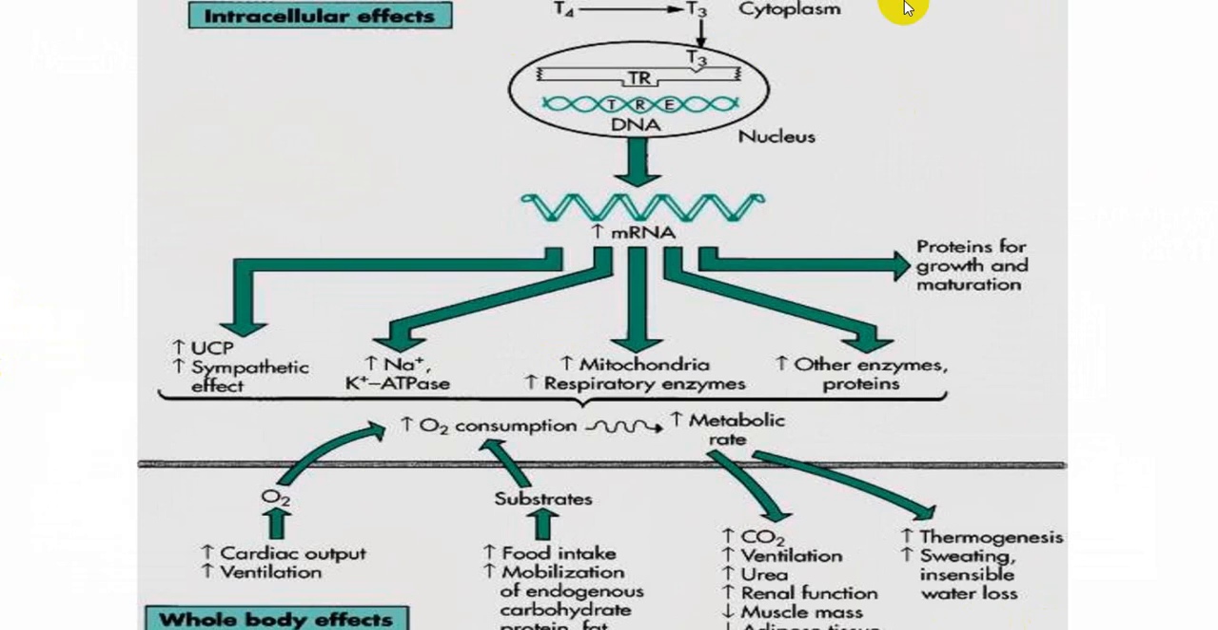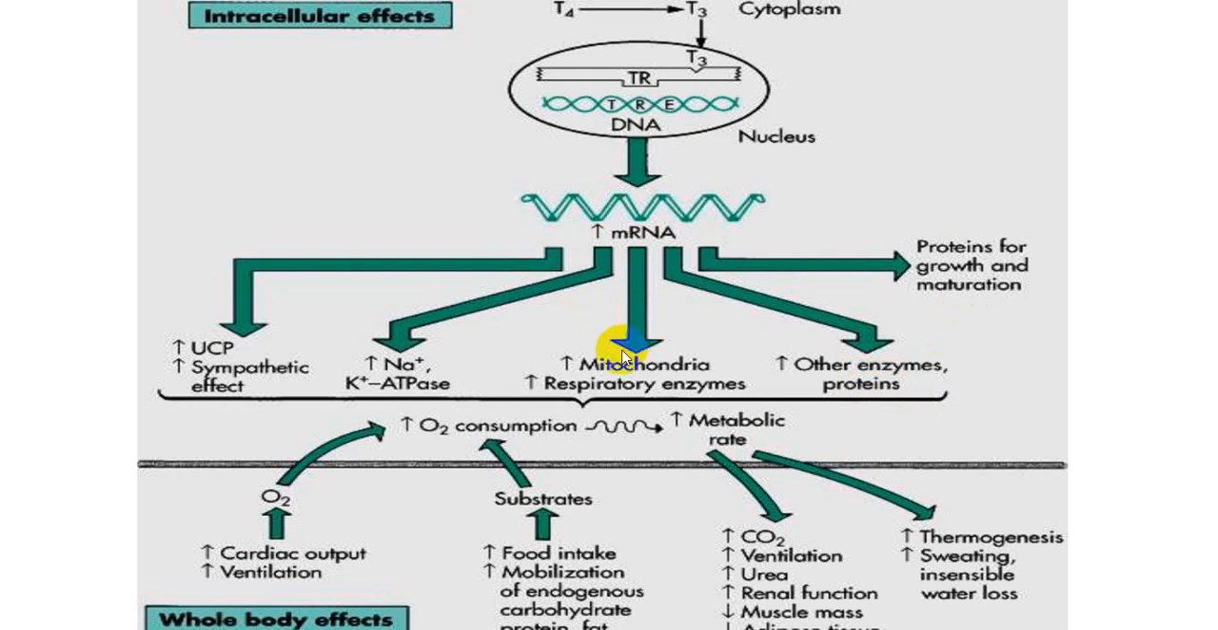This is how the T3 will be acting. T4 is converted into T3. T3 will enter into the cell. It will stimulate the nucleus, formation of DNA, which will be producing messenger RNA, and that messenger RNA will now be acting on different cells. The main effect is protein manufacture for growth and maturation. It will also increase the activity of other enzymes for proteins.